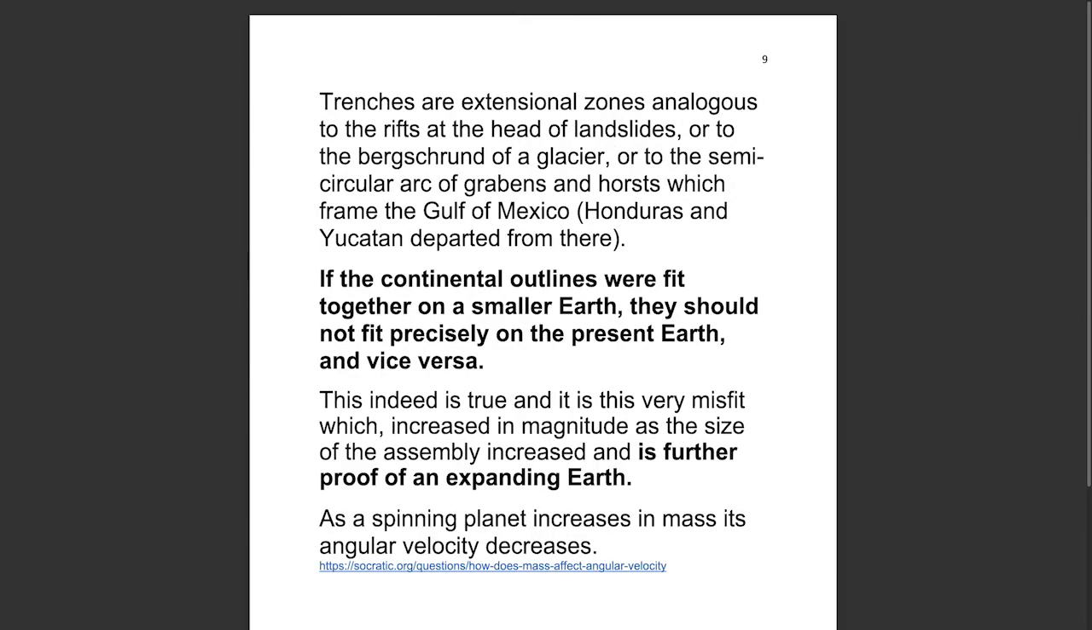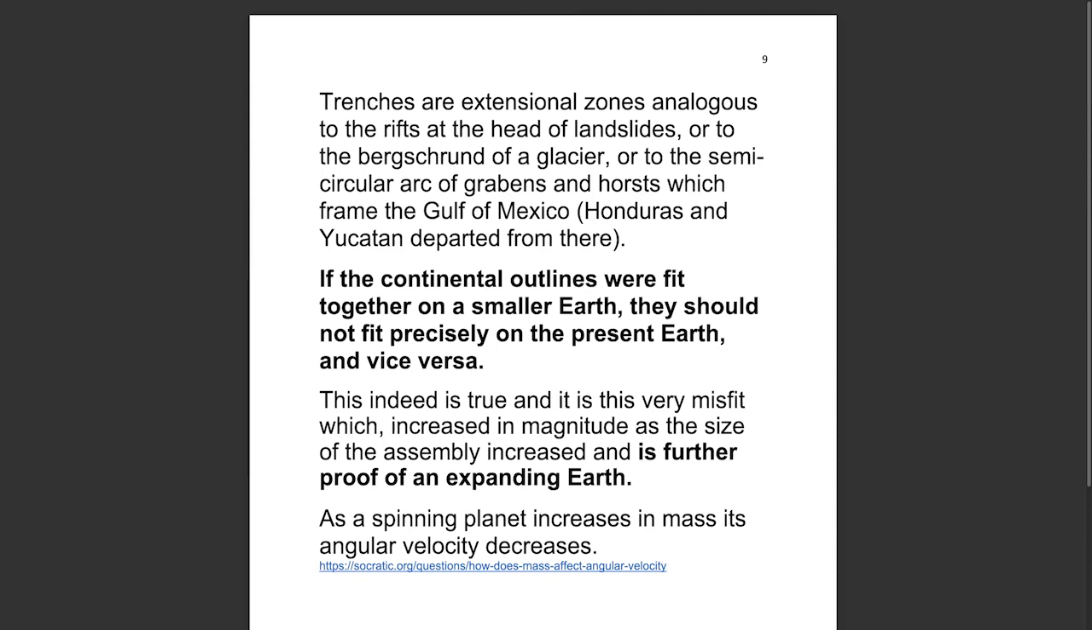Trenches are extensional zones, analogous to the rifts at the heads of landslides, or to the bergschrunds of a glacier, or the semicircular arc of Brabant's Horse, which framed the Gulf of Mexico. That's where Honduras and Yucatan departed from. If the continental outlines were fit together on a smaller Earth, they shouldn't precisely fit on the present Earth, and vice versa. And that's exactly what's true. It's this very misfit, which increases in magnitude as the size of the Earth increases, that is further proof of an expanding Earth.